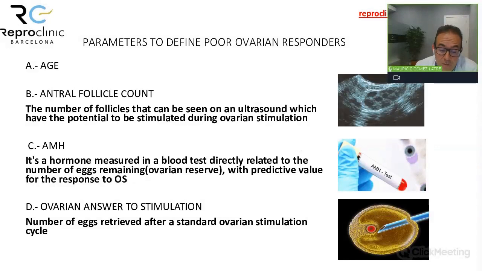The anti-Mullerian hormone is a blood test parameter not influenced by the moment of the cycle. It's produced by granulosa cells of preantral follicles, and their values under 1 nanogram per milliliter are associated with low answers. Level under 0.4 have a predictive value of 8% for obtaining less than 4x after stimulation. Finally, the ovarian answer to stimulation is considered the number of eggs retrieved after a standard ovarian stimulation cycle.